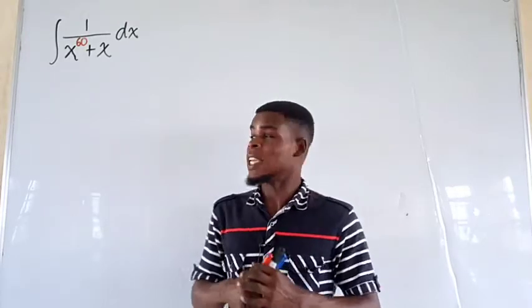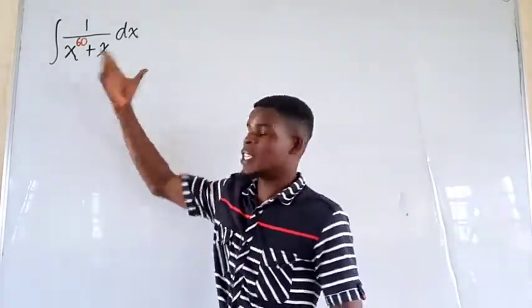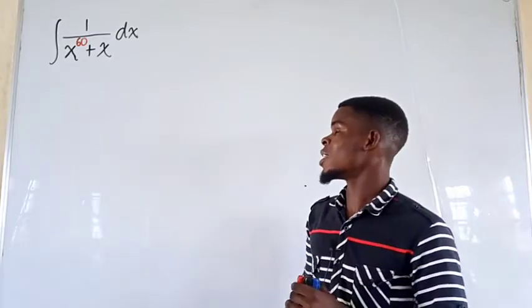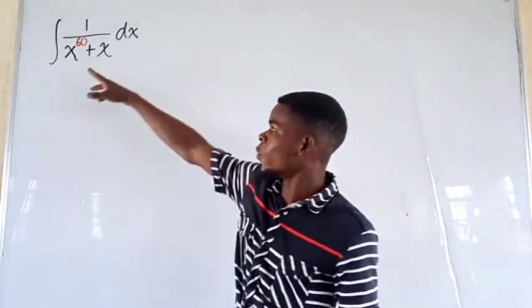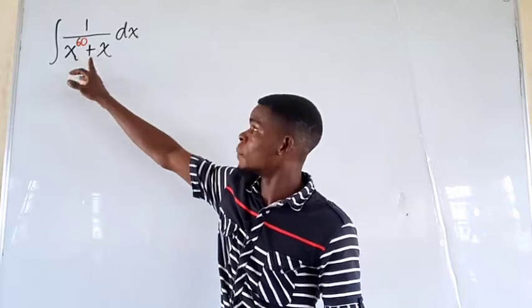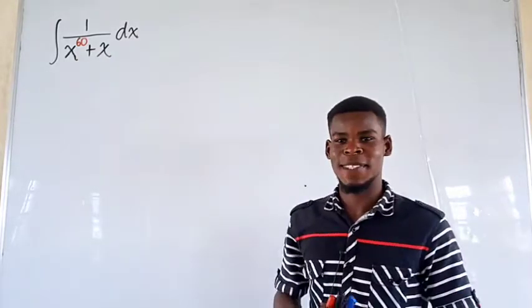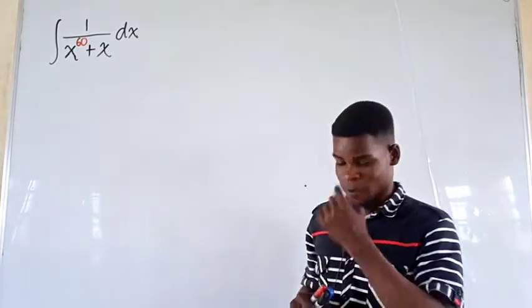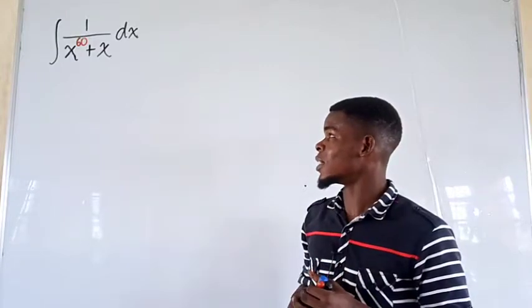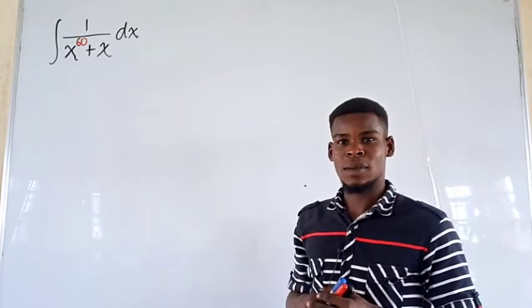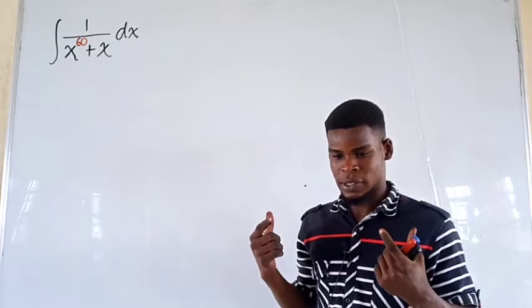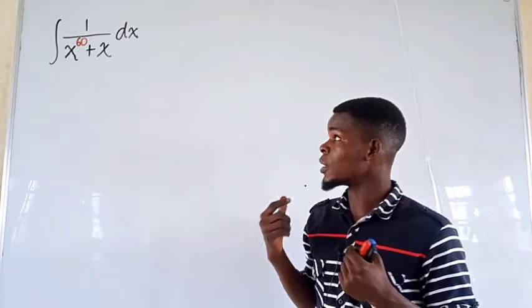Now in this video we want to integrate this very nice function, alright? So we want to find the antiderivative of 1 over x to the power 60 plus x. How do we do it? In the denominator we have x to the power 60 and then plus x.